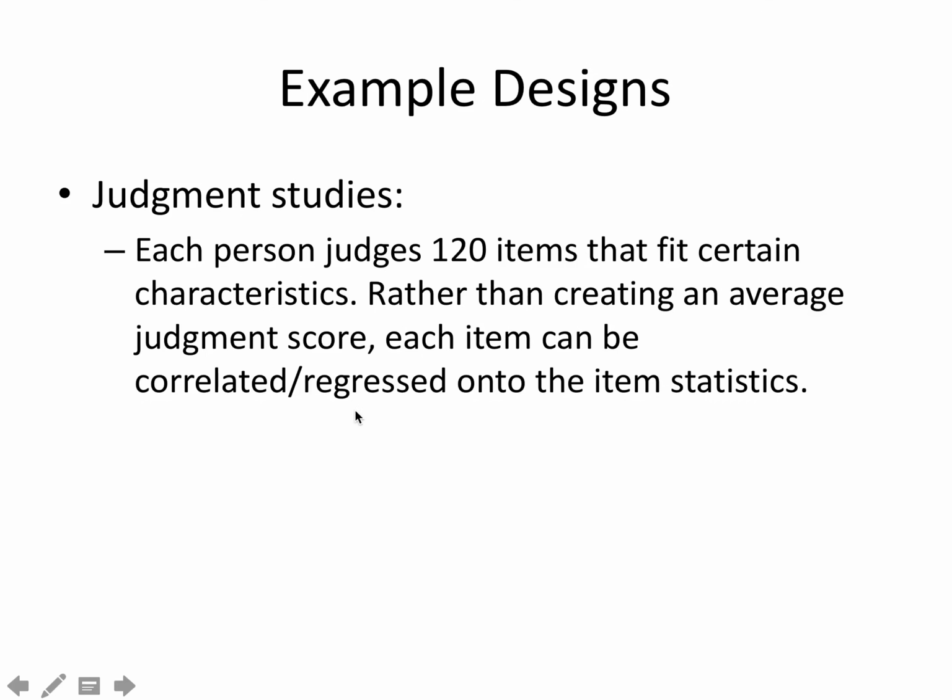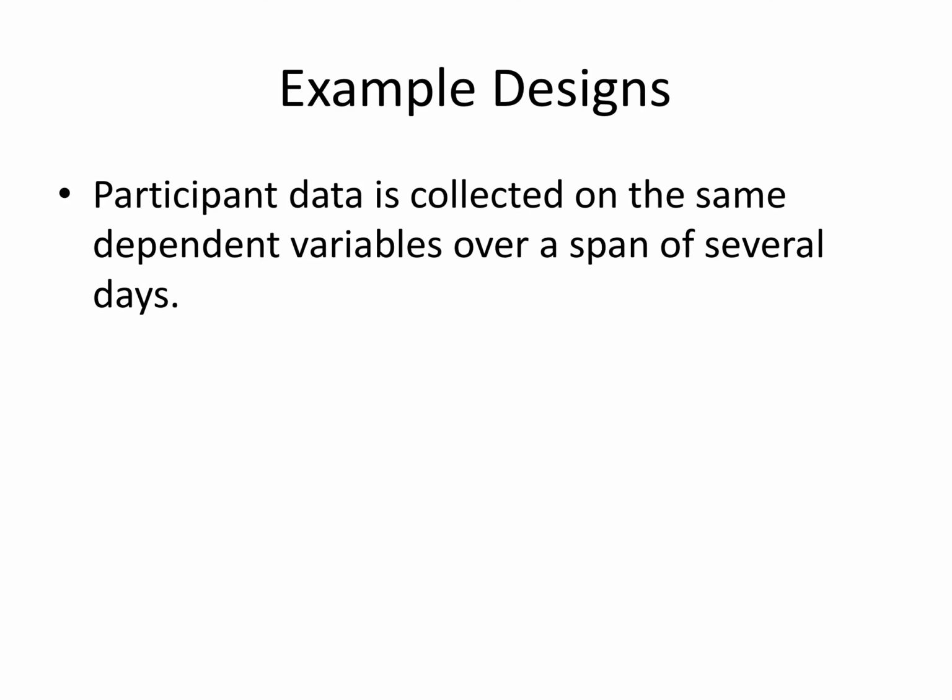So here's an example that we're going to work on. Each person judges 120 items. I think in the study I have, it's actually 96 items, but either way, rather than creating an average judgment score, I can use those in item statistics. So I can use all 120 data points for each person, which means each person gives me 120 bang for my buck instead of 1 bang for my buck. So this is a repeated measures design that really allows me to use every single data point. And that's super important because that gives me a lot more power. Okay.